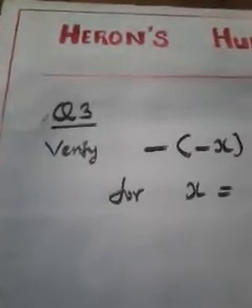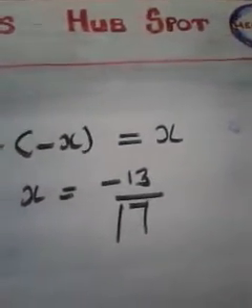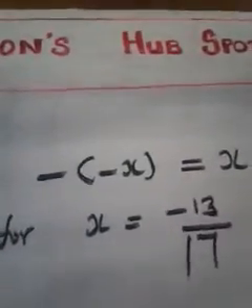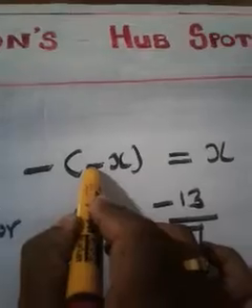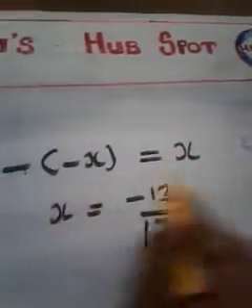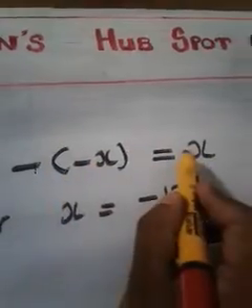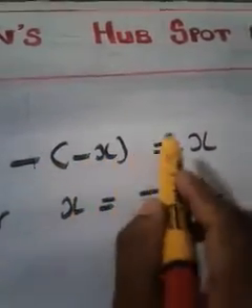Okay, and now I am going to solve question number 3. Verify minus of minus x is equal to plus x. It is very trivial for us. See, when both minuses come together, it will be plus. So minus of minus x will be plus x. It is trivial for us. Minus of minus x is nothing but x.